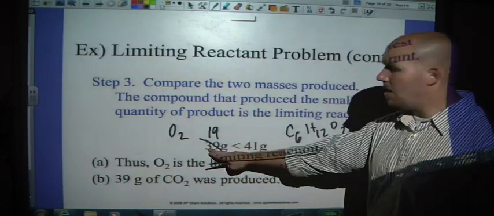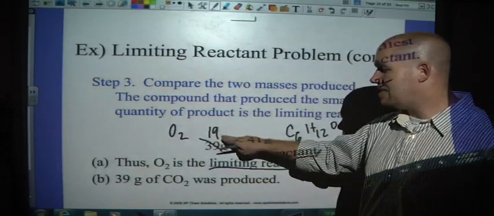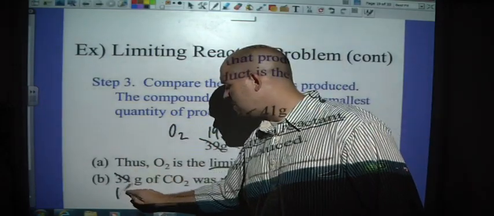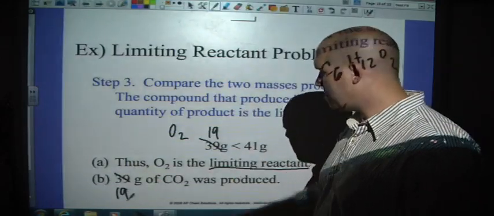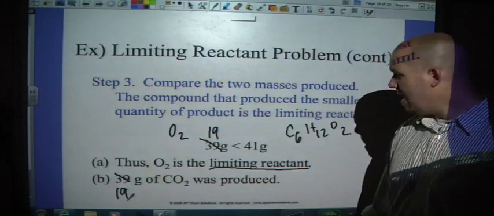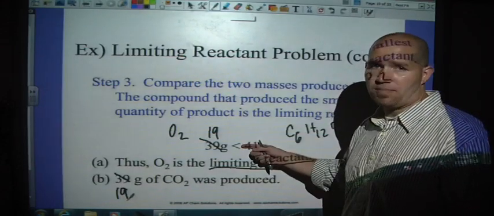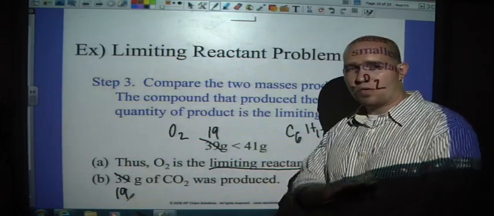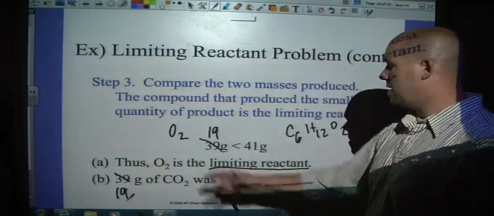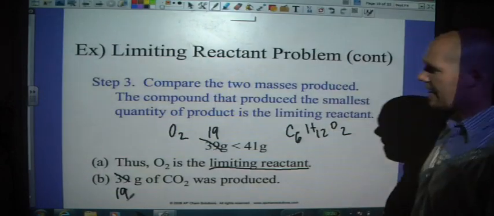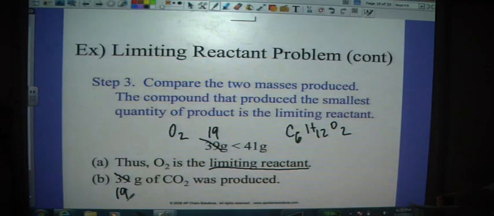Again, because they're erroneous numbers, he said 39. He really meant 19. So we would need to adjust this and say, we did all the calculations. The smallest number we came up with is 19. Therefore, that's how much is actually made. It doesn't matter that we could have made 41. We ran out of oxygen first. We're done. Just like the sandwich making's done when you run out of meat. Well, it's done once you run out of oxygen. Okay? So that's limiting reactants.